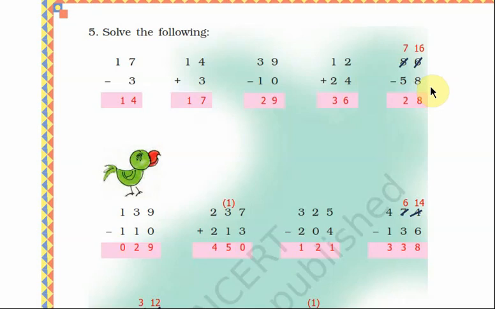Now we can do the subtraction. 16 minus 8. How much is 16 minus 8? 16 minus 8 will give you 8, and 7 minus 5 is 2. So the answer is 28. Otherwise 86 minus 58 will give you 28. Next question, you can see 3 digit.